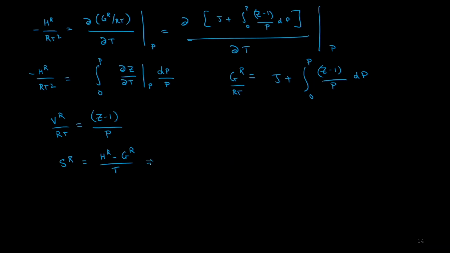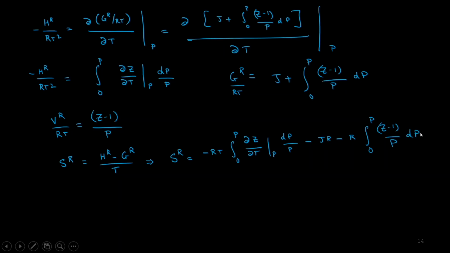If I divide everything with RT, SR over RT is going to be HR. Let's not do that. Let's just write them as they are. Then SR is going to be negative RT integral 0 to P derivative of Z with respect to T at constant P, dP by P, minus JR minus R times integral 0 to P (Z minus 1) by P dP.